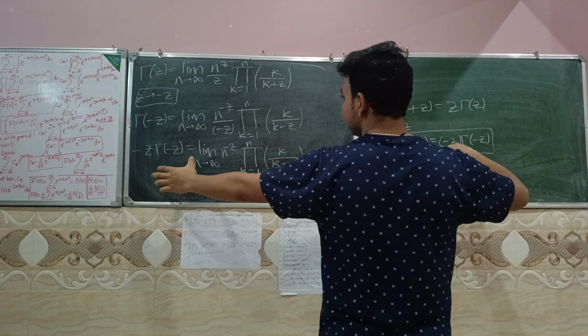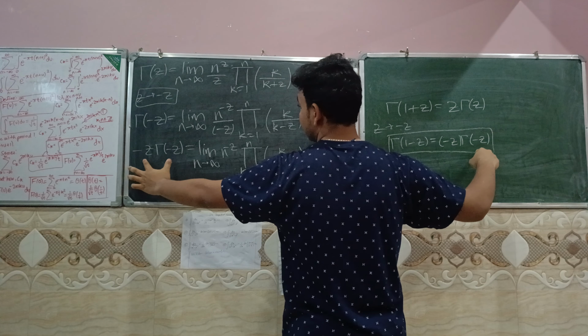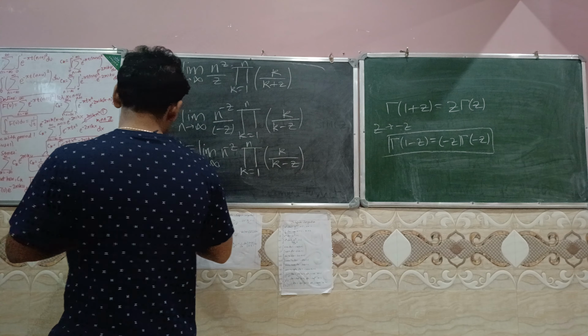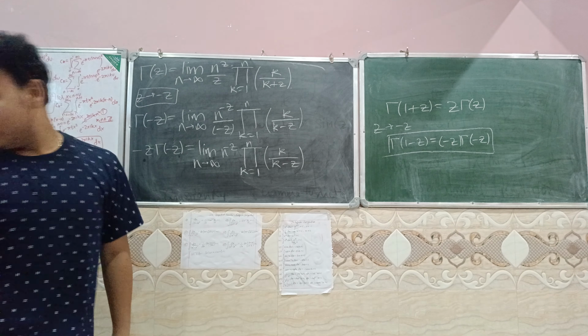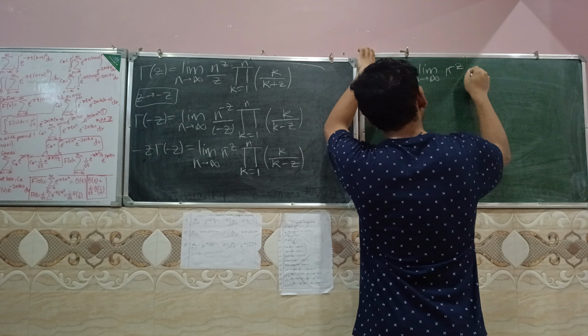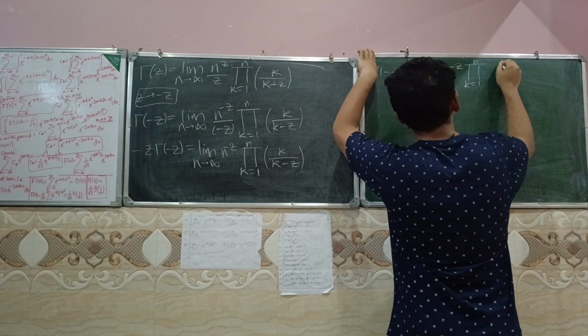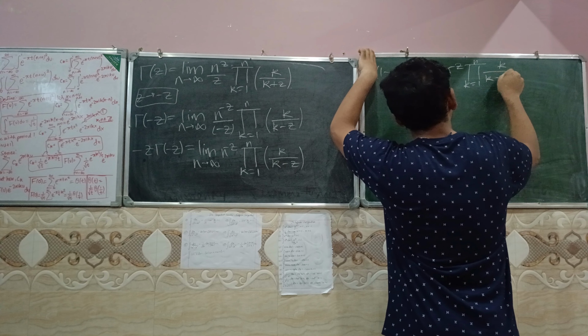Well, we are having negative z times gamma of negative z here, so we can replace this with gamma of 1 minus z instead, right? So let me just use that board here. So basically this whole thing is gamma of 1 minus z, that is the limit as n tends to infinity of n to the negative z times the product as k goes from 1 to n of k over k minus z.